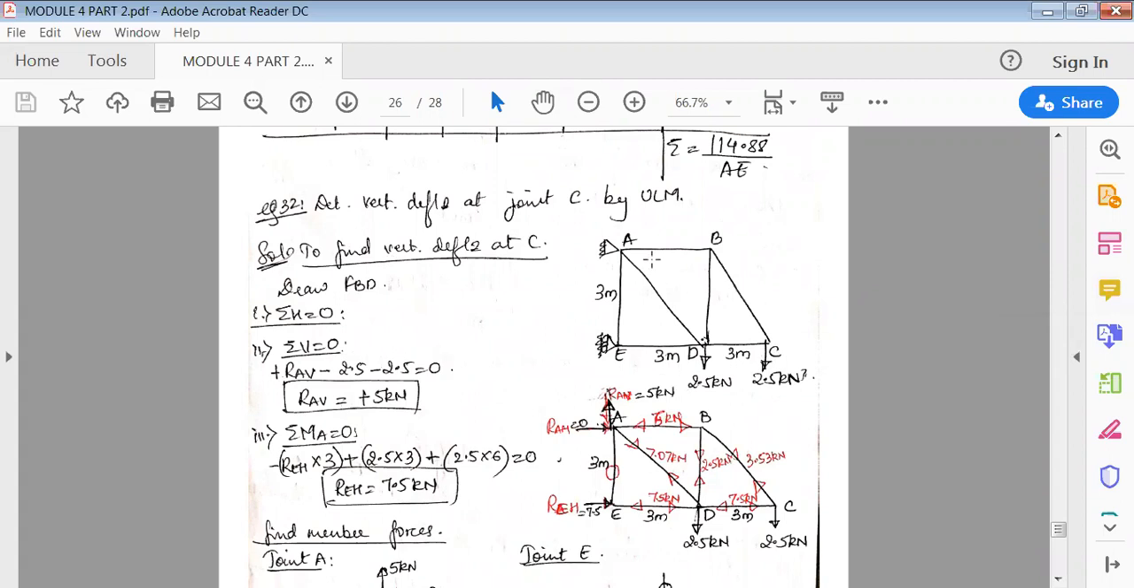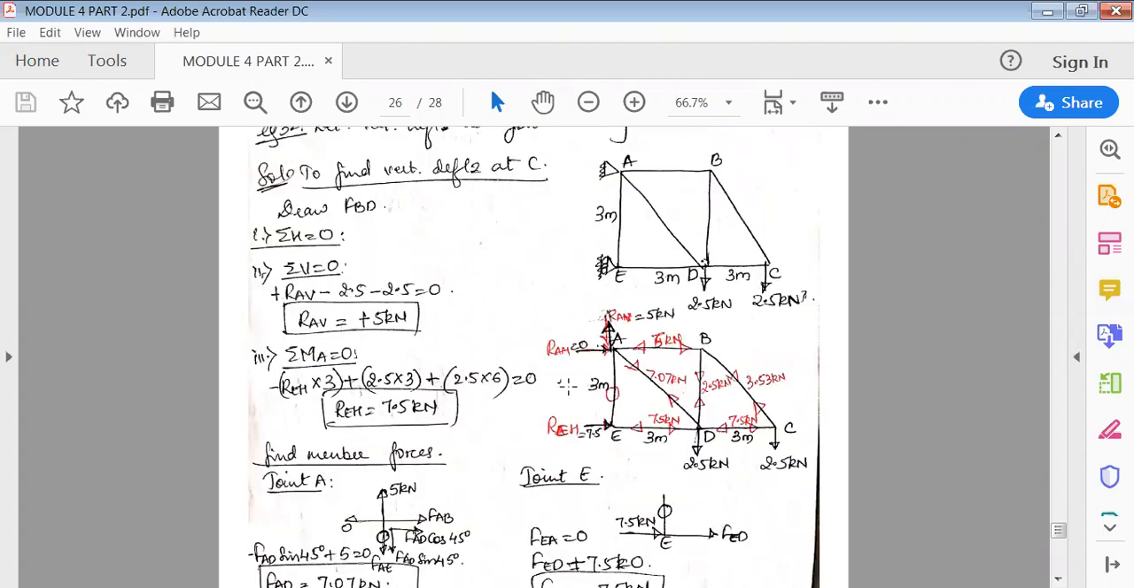First, as usual, when you are given this diagram, find the reactions at A and E. Summation H is equal to 0, summation V is equal to 0. For summation H, there are no horizontal forces. For summation V, we'll treat it like this: RAV, acting upward, minus 2.5 minus 2.5 is equal to 0. So RAV is positive, that is 5 kilonewton upward. Then similarly, moment about A is equal to 0.